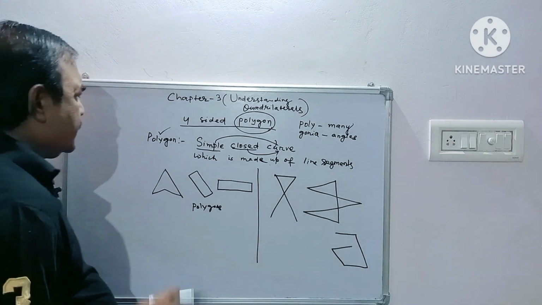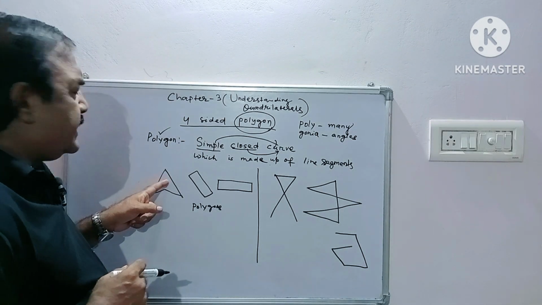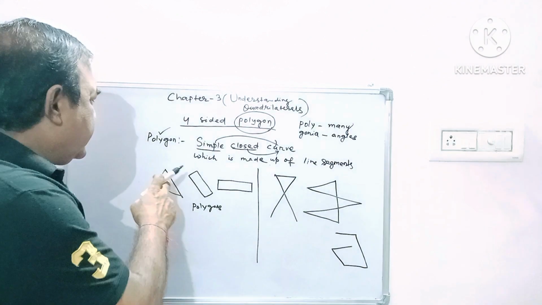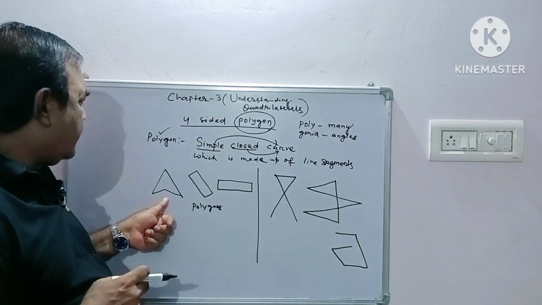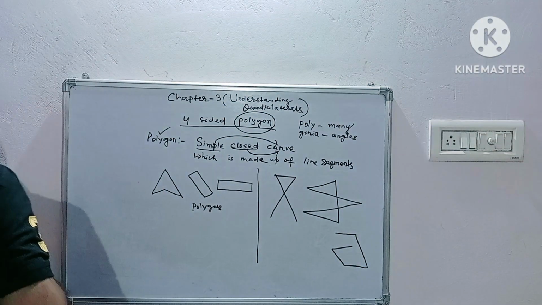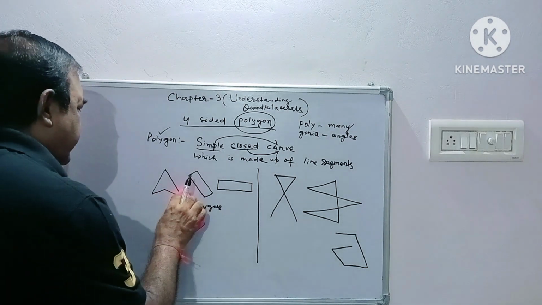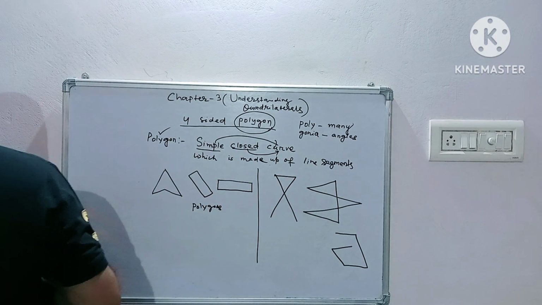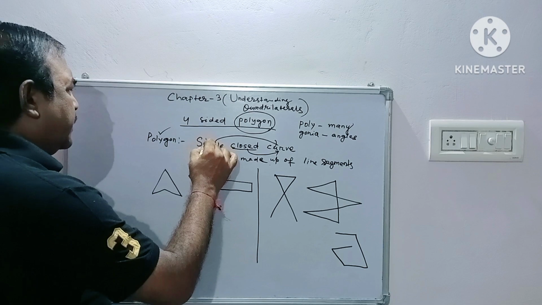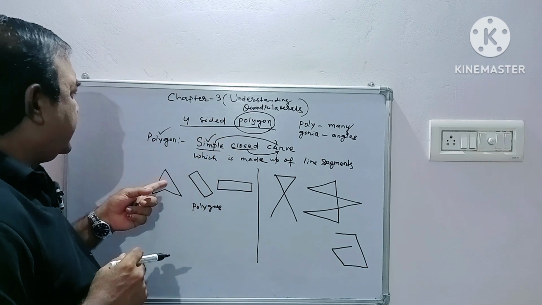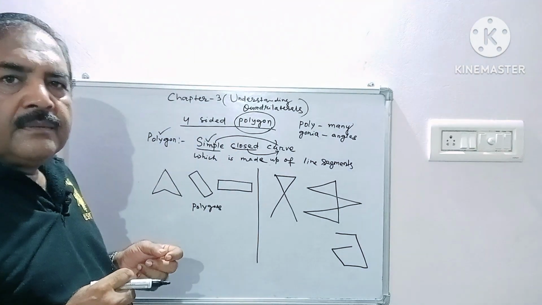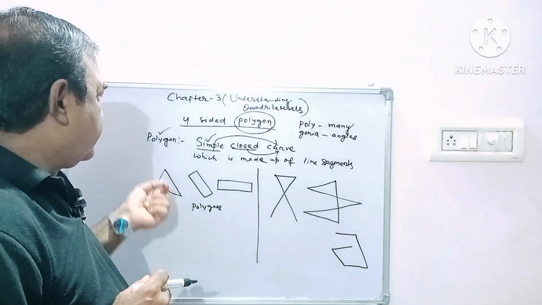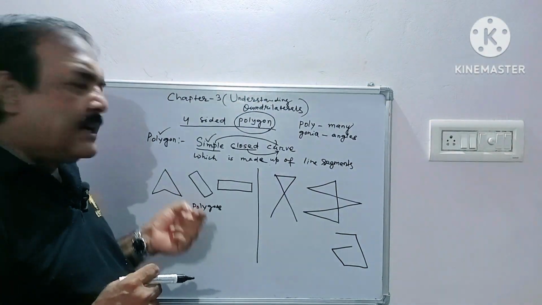You see, first point, is it a simple curve or not? It is a simple curve because the curve doesn't intersect itself. There is no point of intersection. So first, it is a simple curve. And it is a closed curve because the curve begins and ends at the same point.